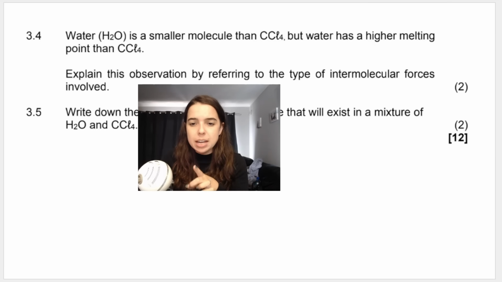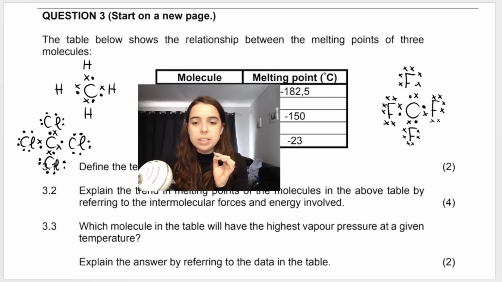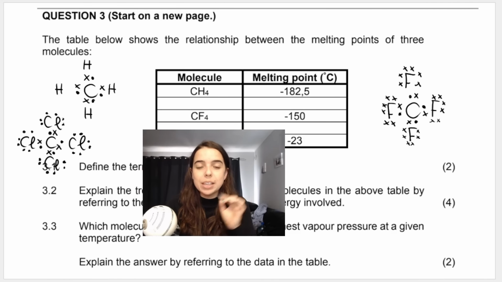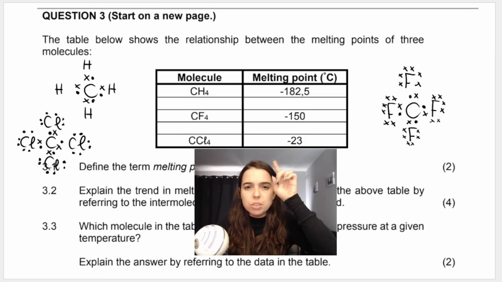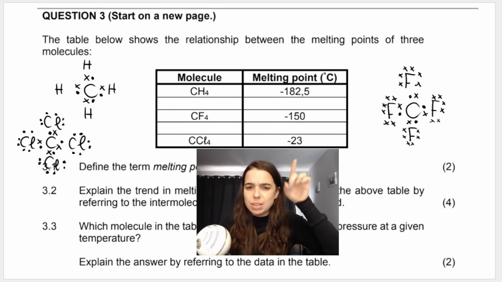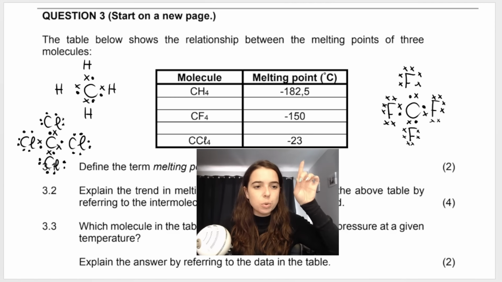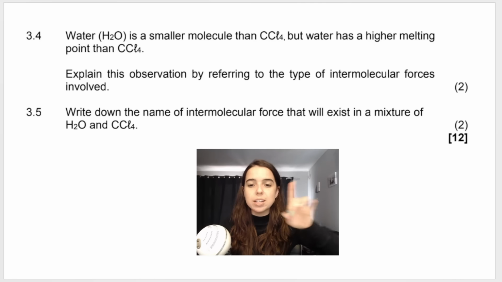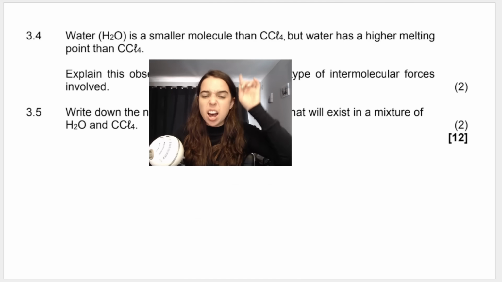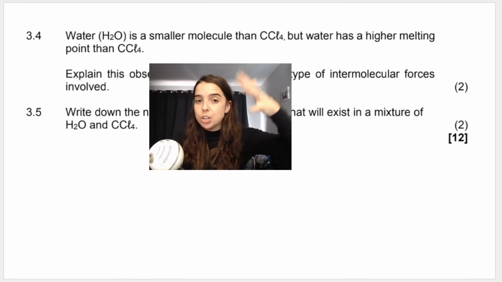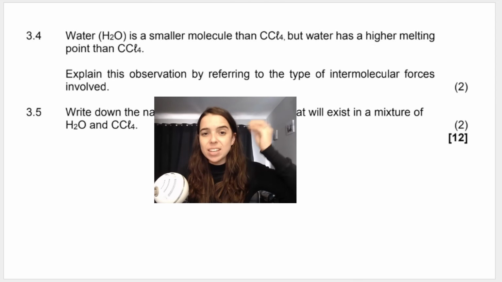If we take a look at the table that I gave you, we see that CCl4 over here has a melting point of negative 23. Negative 23, and they say in this question that water is smaller, but it has a higher melting point because remember, 0 is higher, the higher temperature than negative 23. So why is that the case?